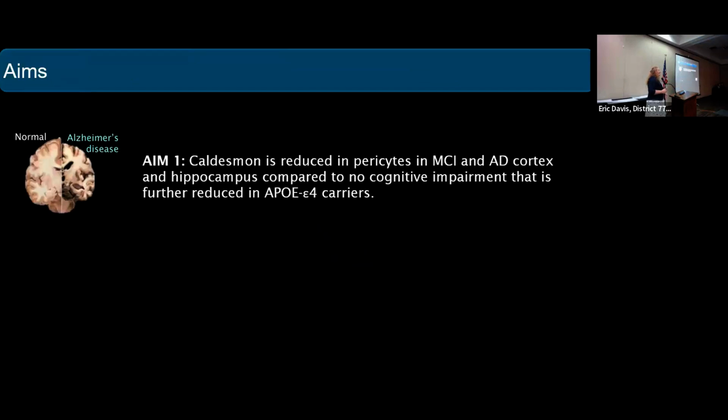So then this brings us to the aims of my CART grant. The first is that caldesmin is reduced in pericytes of mild cognitive impairment and Alzheimer's disease in the cortex and hippocampus. And that's compared to brains of people who had no cognitive impairment. And we predict that ApoE4 carriers will have a more dramatic effect than non-E4 carriers. When I was a graduate student actually at UAB, we received a cohort of tissue from the Duke University Brain Bank, and my PhD mentor passed that to me. So we'll use this very well characterized human tissue to answer this question.